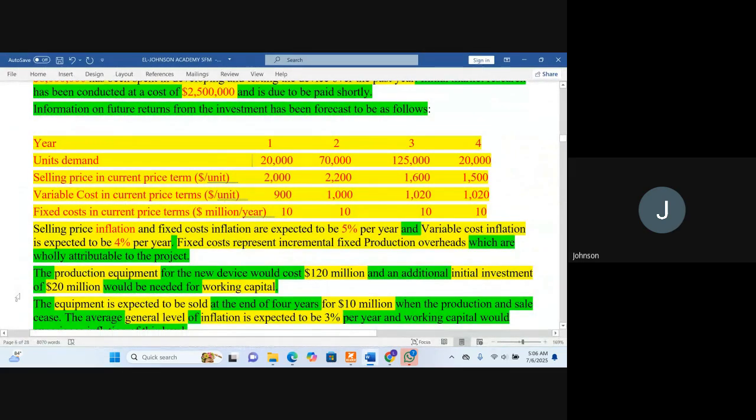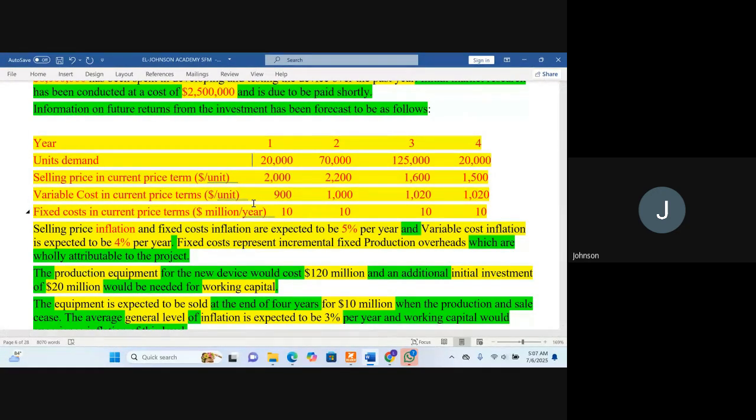Now if you look at this question, they say variable costs in current price term. Then they also say fixed cost in current price term. Remember that all these things are cash flows, they are different cash flows. Now they say these ones are in current price term. Even the selling price is in current price term. All of them are in current price term.